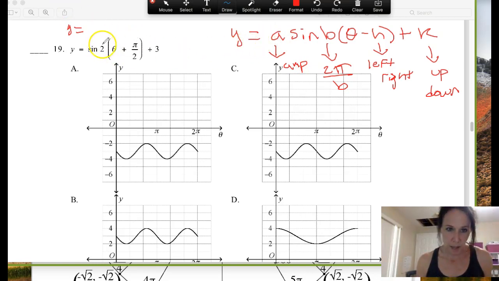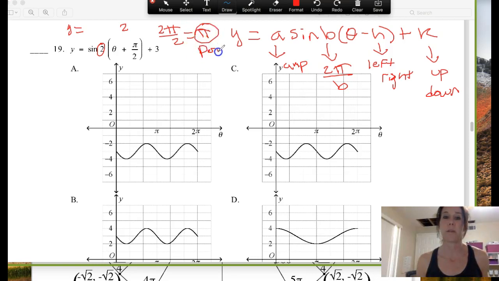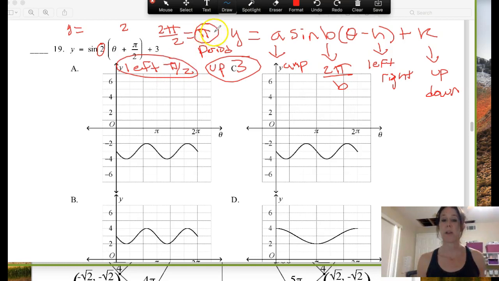So looking at this, I can see I'm going to have the number of cycles from 0 to 2 pi. I'm going to get 2 cycles. So my period will be 2 pi divided by 2, or pi. So I'm going to do 1 full cycle in pi. There's my period. Okay, I'm going to shift left pi over 2, and I'm going to shift up 3. So left pi over 2, up 3 in a period of pi. I do 2 cycles within 2 pi, okay, because I do a period of pi.